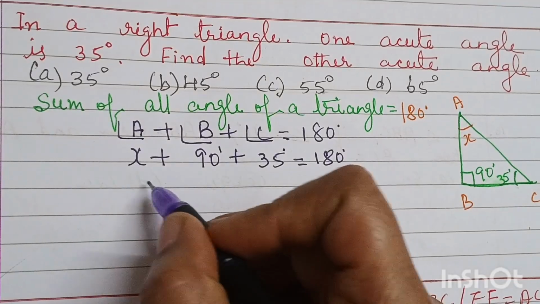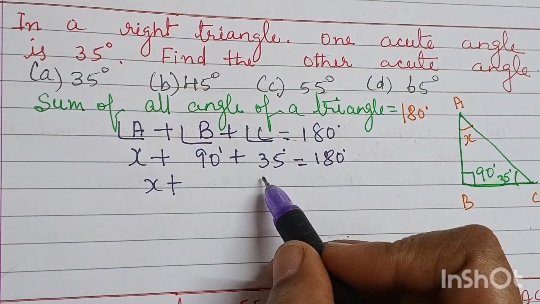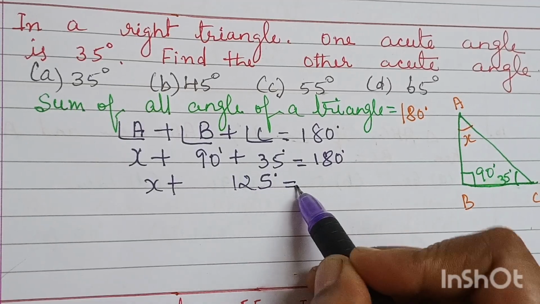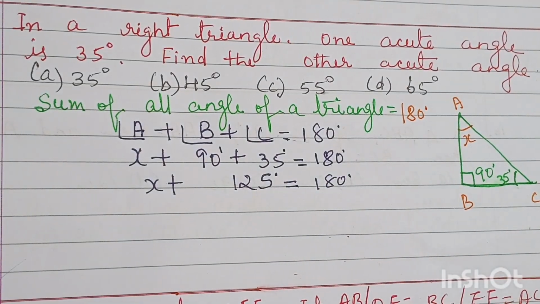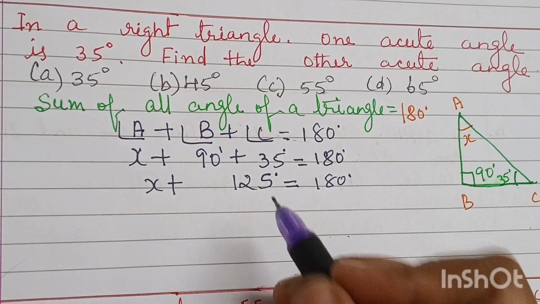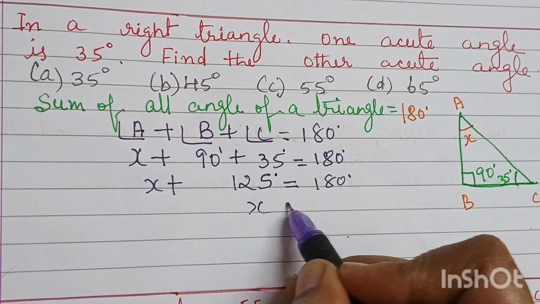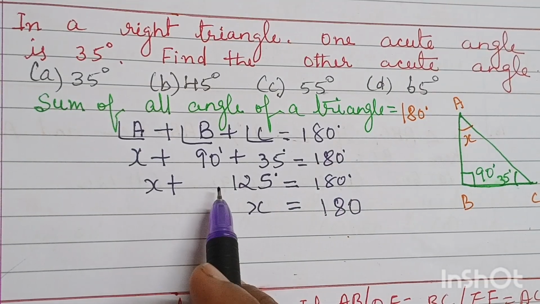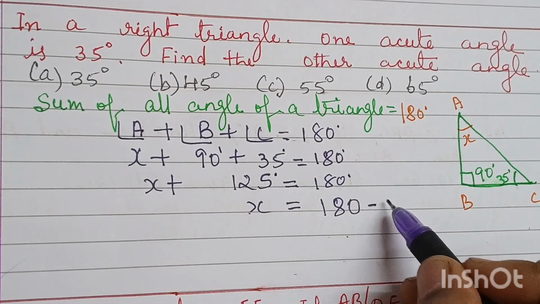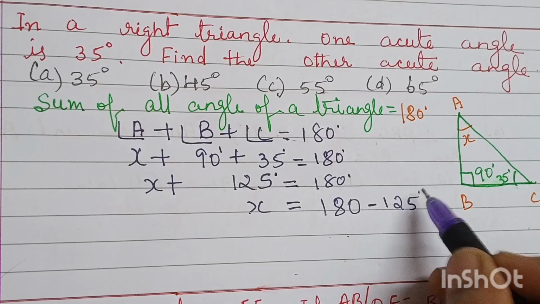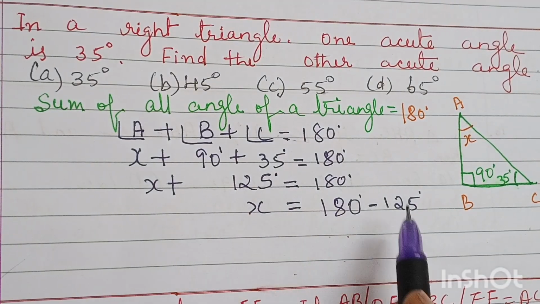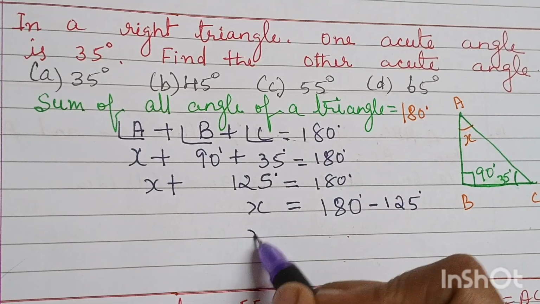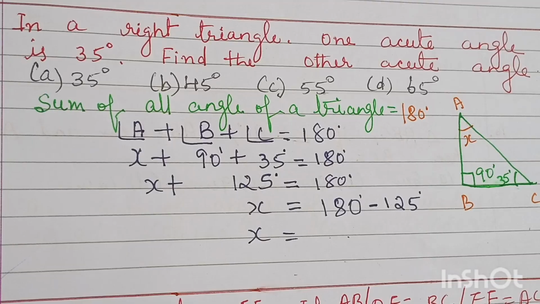Now we have to find x plus 95, 35, how much does it come to? 5, 9 plus 3 is 12. 125 degrees equal to 180 degrees. We have to find the value of x. So x is equal to, after the equal sign, 180. Plus 125, when you're changing the place it becomes minus. Plus becomes minus because we are changing from the left to the right side. So x is equal to 180 minus 125.